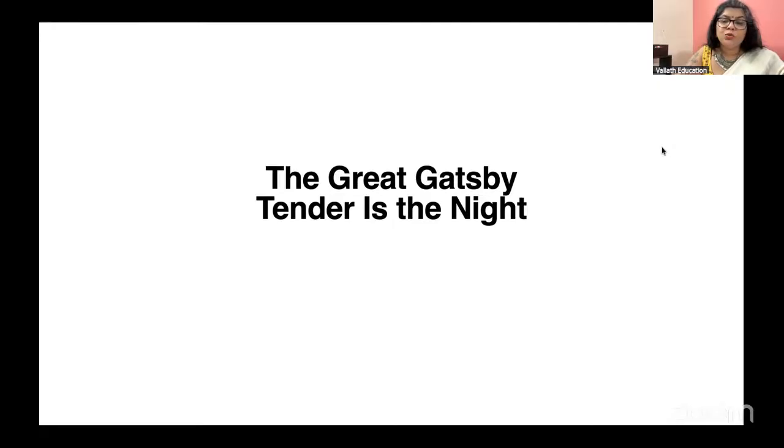F. Scott Fitzgerald wrote The Great Gatsby. That is very famous, 1925. Tender is the Night, The Beautiful and the Damned, The Curious Case of Benjamin Button, and also This Side of Paradise. Do you know what Edward Fitzgerald is famous for? Edward Fitzgerald is famous for translation of Rubaiyat. Okay, Edward Fitzgerald was a British writer.